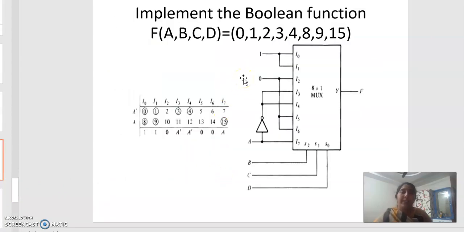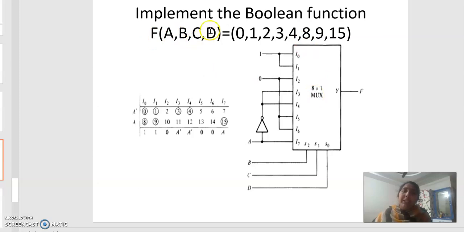And we'll see one example of how to implement a Boolean function by using a multiplexer. Suppose the Boolean function is f(a, b, c, d) = Σ(0, 1, 2, 3, 4, 8, 9, 15). These numbers represent the minterms of the Boolean function. And this function we have to implement by using an 8 by 1 multiplexer.